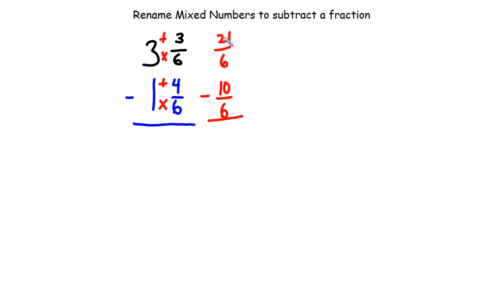And now I have a numerator up here that I can take away from. So leave the denominator the same, 6, because it doesn't change from the fractions that we're working with. And I just subtract the numerators. 21 take away 10 is equal to 11. So 11/6 is my answer.